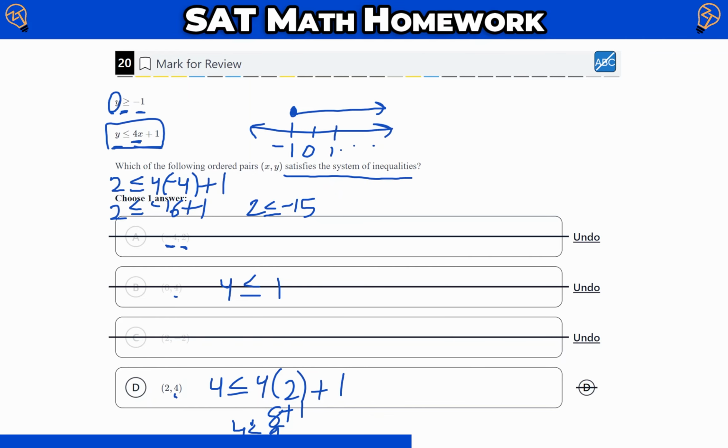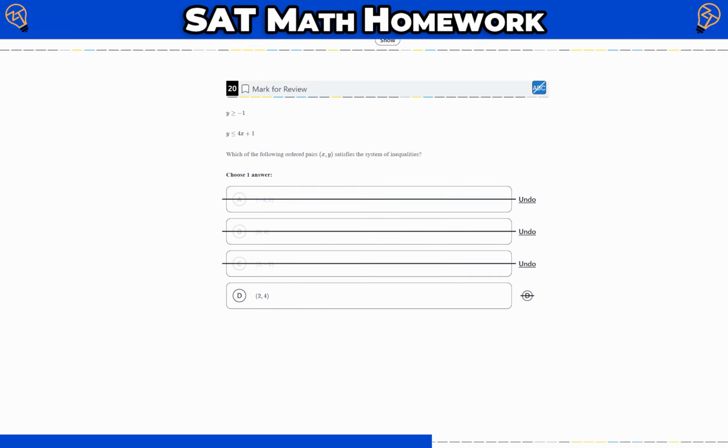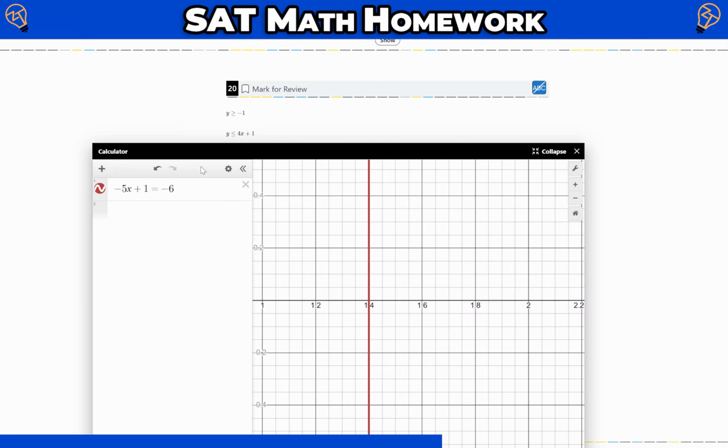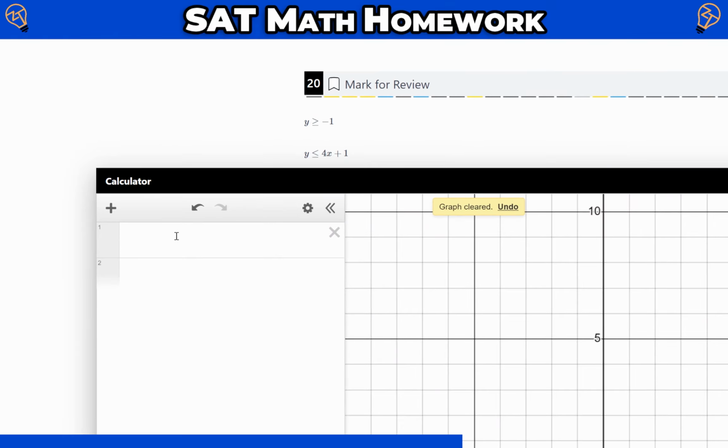So we get the correct answer is D, but personally, I think Desmos is superior in this case because we could go and just type this in fairly quickly. We'll clear everything that we have. And that's why you want to get comfortable with this in practice, just typing these in.